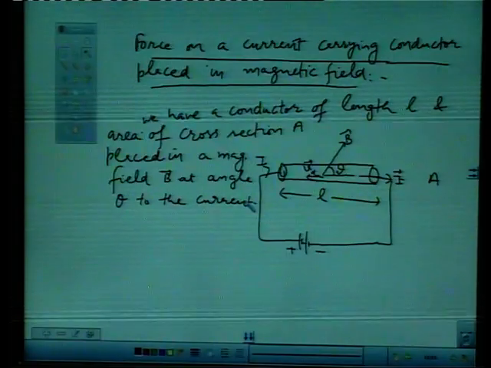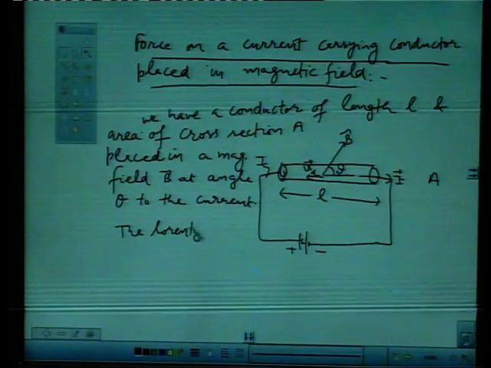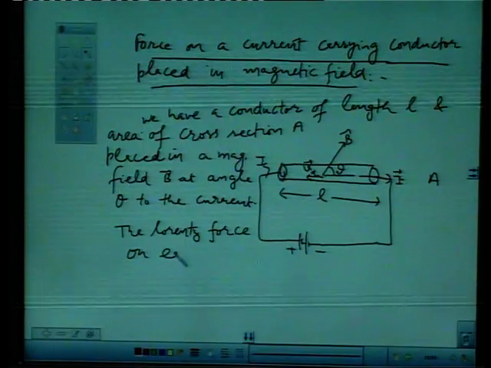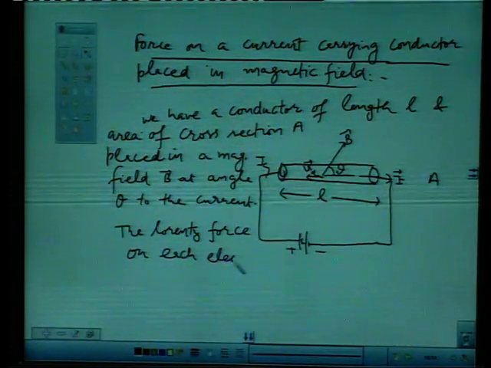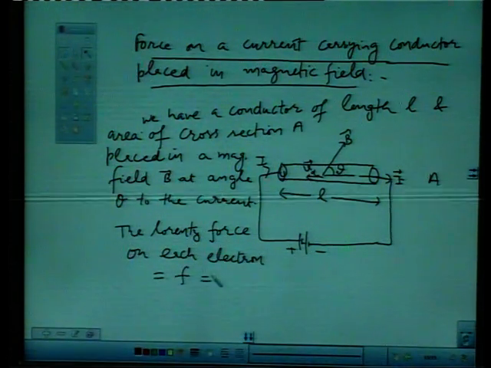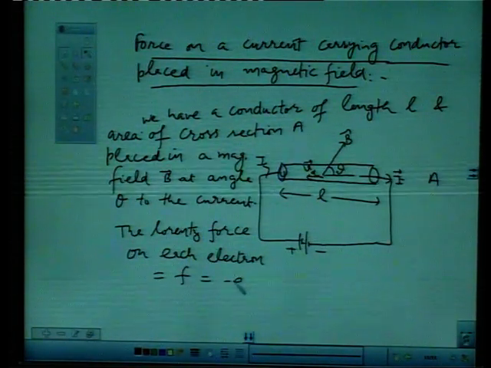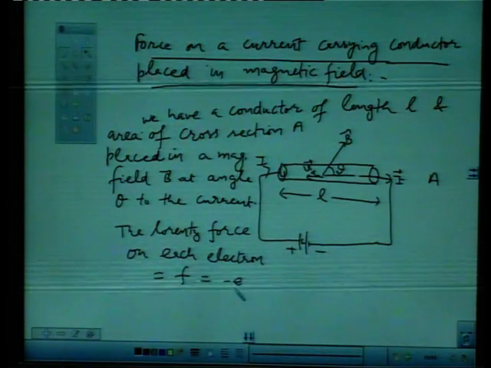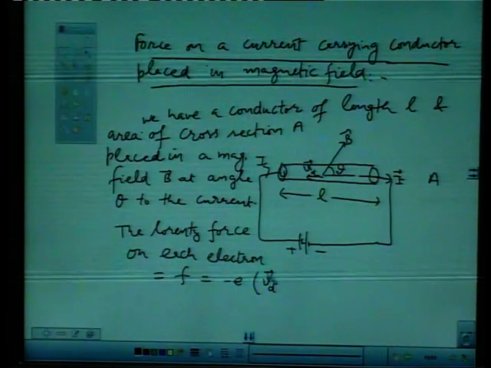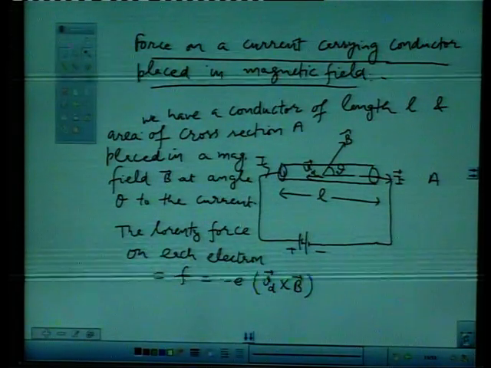So the Lorentz force on each electron is equal to F. As we have discussed earlier, the Lorentz force is equal to the charge itself. The charge on an electron is minus e, and the velocity, which is the drift velocity Vd, into the cross product of drift velocity with magnetic field B.